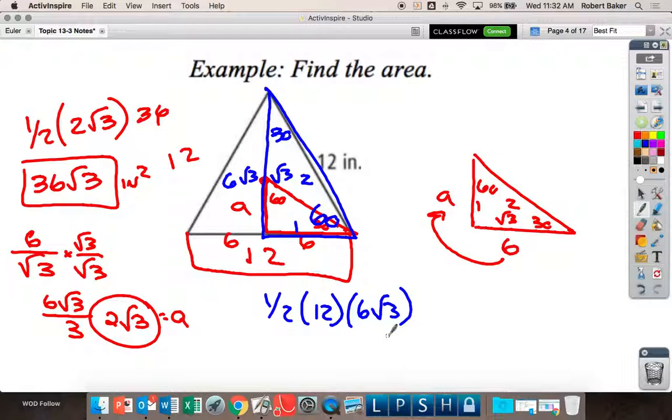So just using 1/2 base times height was substantially faster. That's why geometry sucks, because either you see it or you don't. Now, do I tell you, you have to use 1/2 the apothem times your perimeter to solve for this? No, I just said find the area of the shape.